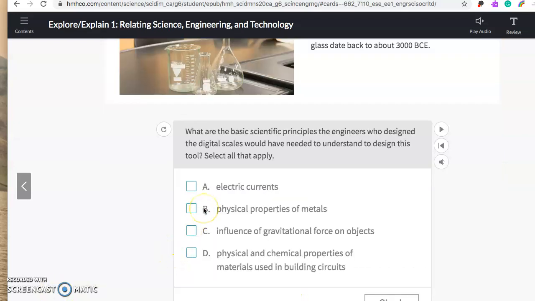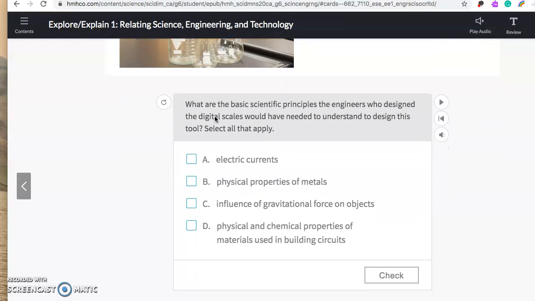What are the basic principles that the engineers are going to have to know to design the tool, okay? To be able to use a scientific tool, do you have to understand electric currents? Yes, because you don't want to get electrocuted. The physical properties of metal, yes, to make sure you don't cause something that will explode. Influence of gravity on objects, yes, you want to make sure that if you're putting objects together, they have similar gravitational forces, or if you don't want it to be something where it's going to fall out of your hand. Physical and chemical properties, yes, because if you're not watching the chemical properties, that's what can cause the explosion.